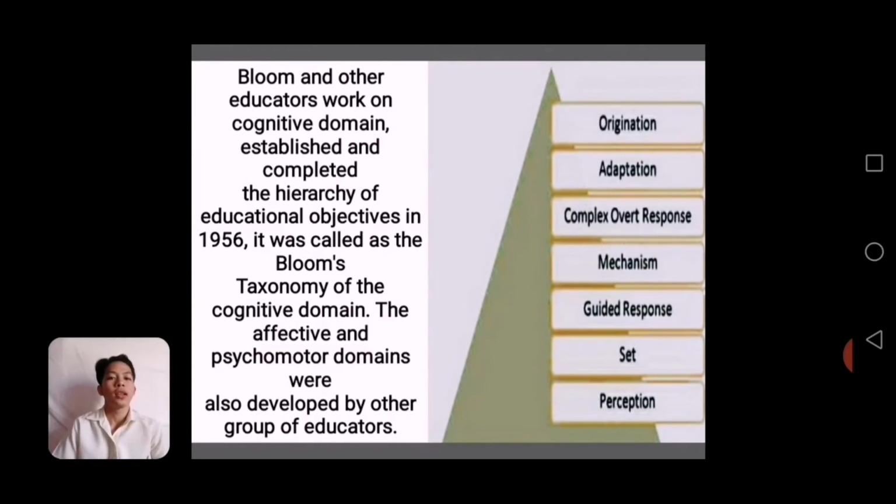And the last model is Bloom and other educators work on cognitive domain, established and completed the hierarchy of educational objectives in 1956. It was called the Bloom's taxonomy of the cognitive domain. The affective and psychomotor domains were also developed by other groups of educators.